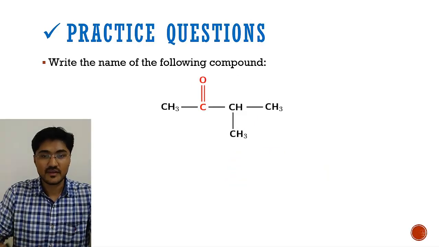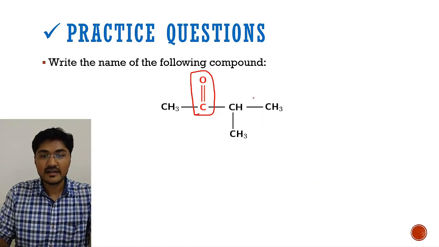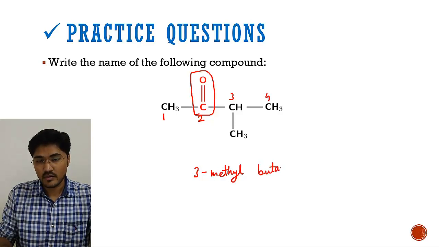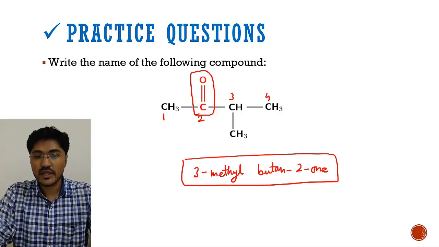Next question. Again, this is a ketone and it's a branch chain. So 1, 2, 3, 4. So it becomes 3-methylbutan-2-one.